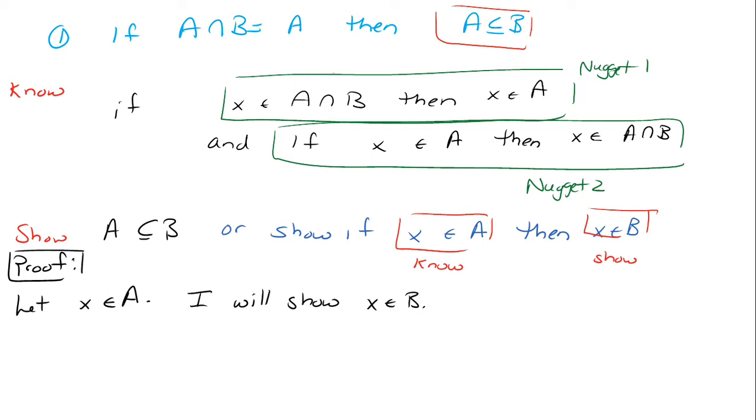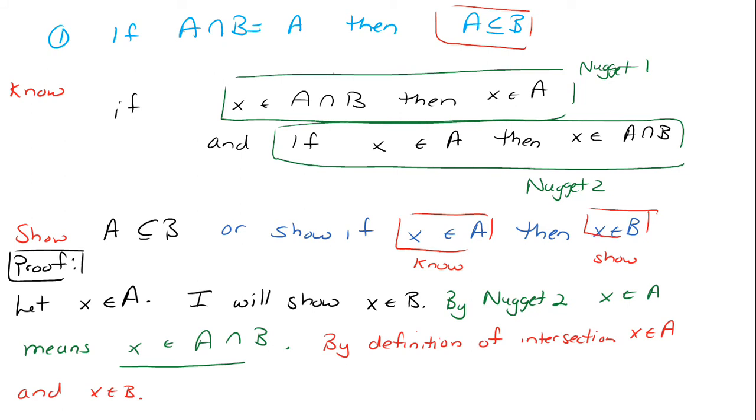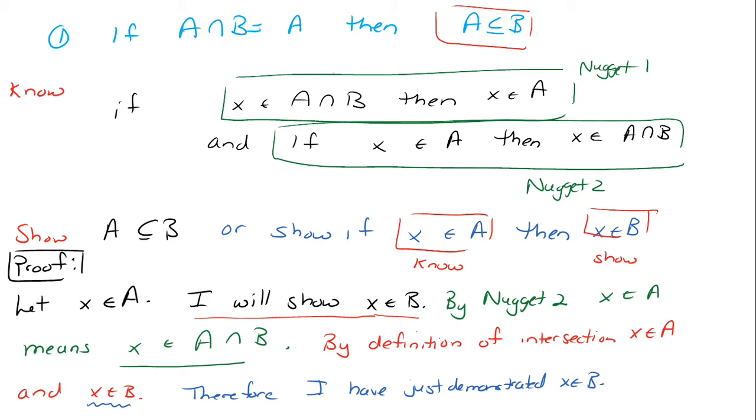I start out with let X belong to A. I state to the reader that I'm going to show X belongs to B. I do that for myself and the reader so that I know where I'm going. By nugget 2, if X belongs to A, then X belongs to A intersect B. So I'm just going to pull that nugget 2 down. By definition of intersection, X belongs to both A and B. I'm exactly at my show. Therefore, I've just demonstrated X belongs to B. That's what I was supposed to show.